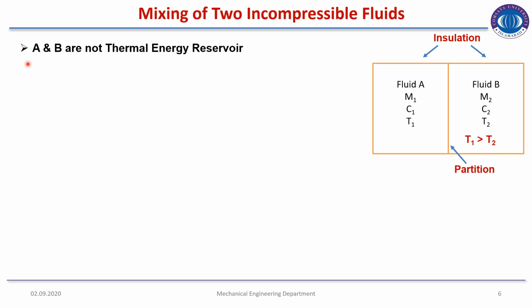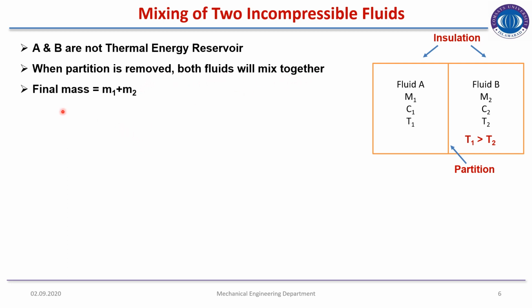The first point is that A and B are not thermal energy reservoirs. These are two simple bodies. When the partition is removed, both fluids will mix together. As we remove the center partition, the two fluids will intermix with each other. So the final mass will be the mass of fluid A plus the mass of fluid B, that is m1 plus m2.